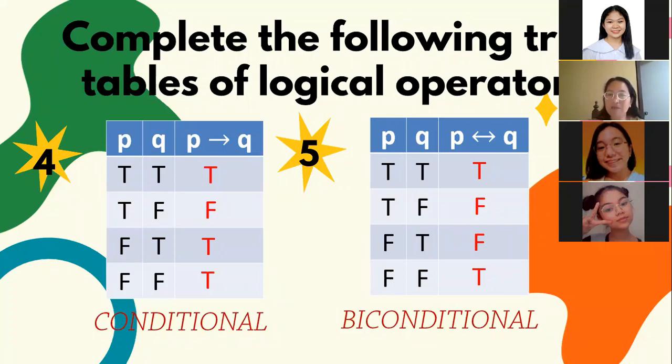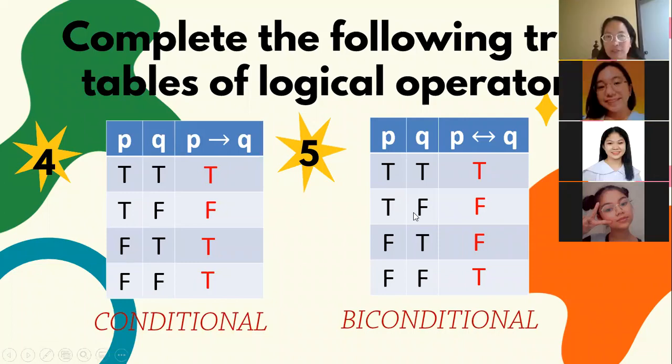P if and only if Q. That's the biconditional. So sa biconditional naman, kapag pares na true or false sila, dun lang nagtutrue. The rest, basta may isang proposition na nag-false, false na. Sa conditional, false lang kapag ang nauna ay true and then false yung pangalawang proposition.